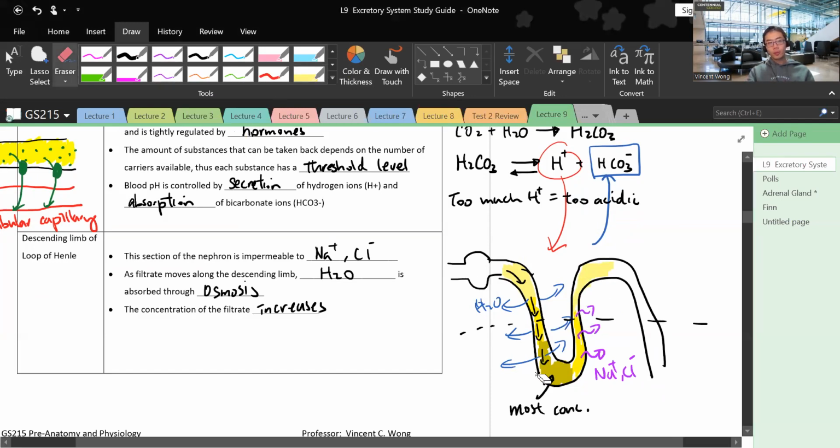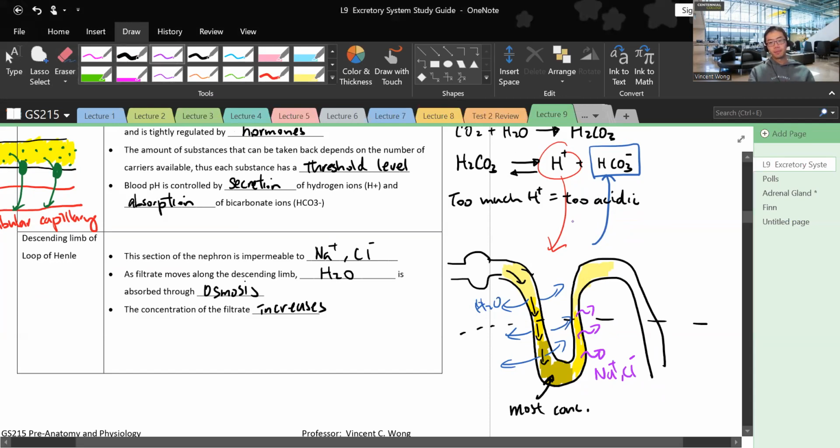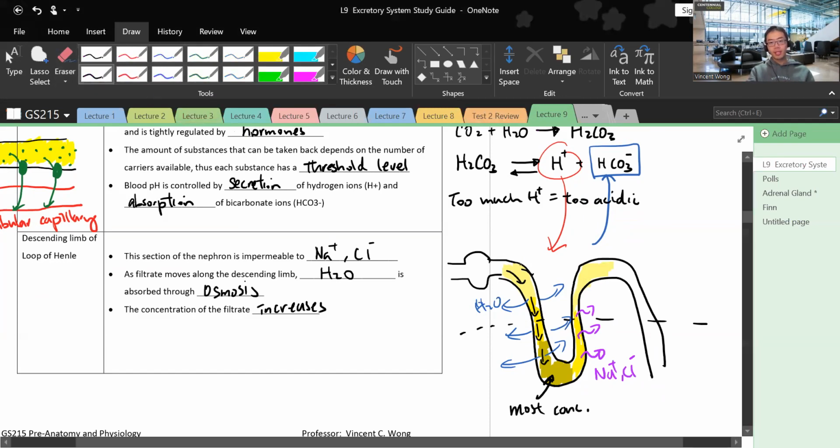So you absorb water on the way down, you absorb sodium chloride on the way up. In terms of osmolarity, I can give you some numbers to see. Let's say this is 400 units. On the way down, it will become like 600, maybe 800, and then like 1200 or something. But on the way back up, because we're taking out the salt, it will lower once again. And then you might go back to 400.